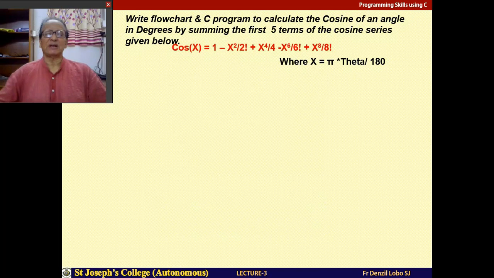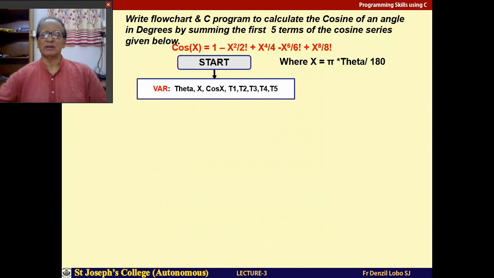I hope by this time you have written the flow chart for this. I am going to show you how this flow chart is written. So first we always begin with the start, and then we declare these variables theta, x, cos x, t1 to t5. These are the different variables. In a flow chart we do not tell what kind of variables, integer, float, etc. We just write the name of these variables.